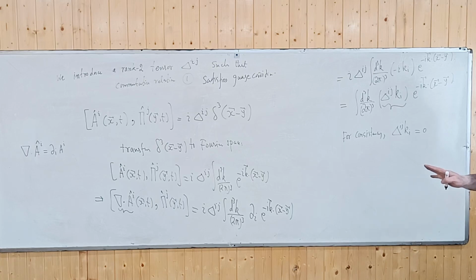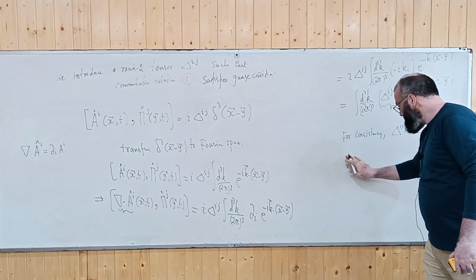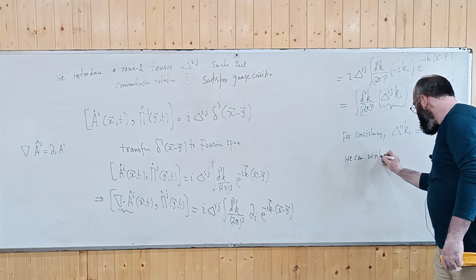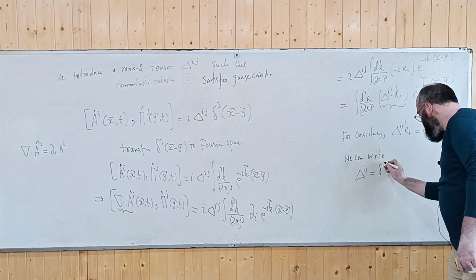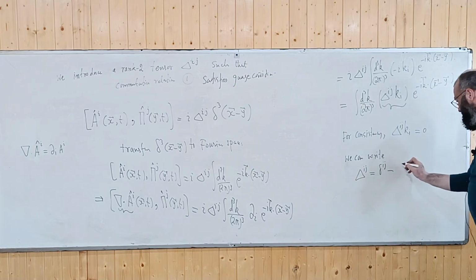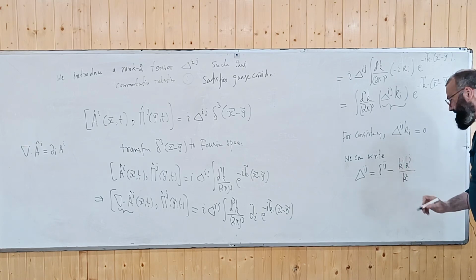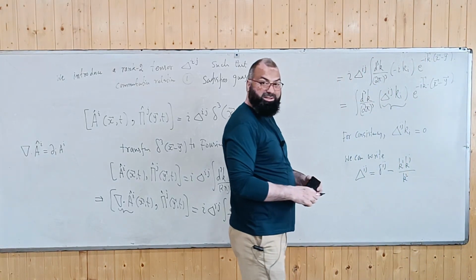So this will give me actually the idea how to write this delta ij. We can write delta ij as delta ij minus ki kj by k square. Let's propose this form for delta ij. Now let's check whether this condition is satisfied or not.